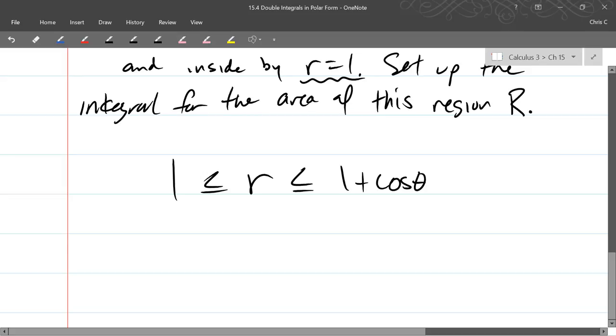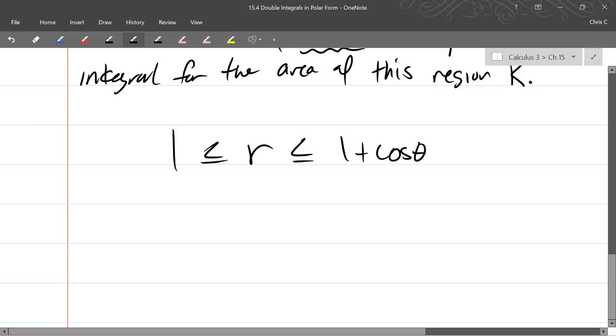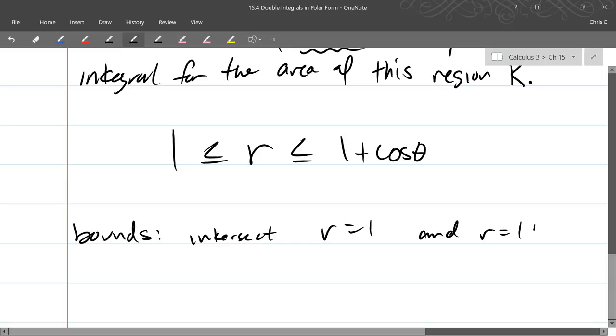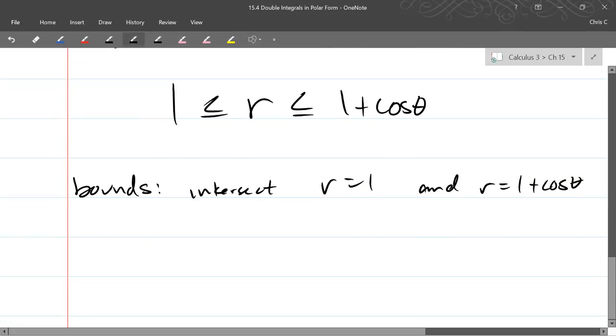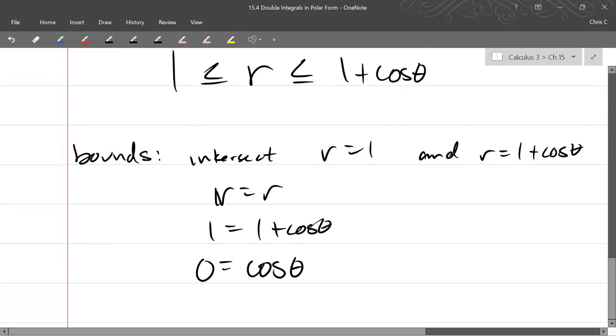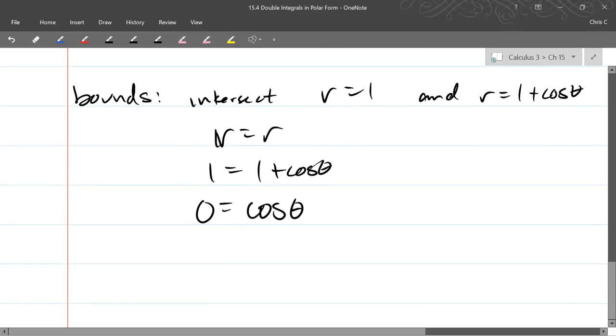So we need to figure out what theta values, let's see, the bounds are going to intersect, r equals 1 and r equals 1 plus cos theta. So we're going to set them equal to each other. You can start with r equals r. So 1 equals 1 plus cos theta, subtract 1. 0 equals cosine theta. So we have infinite solutions.